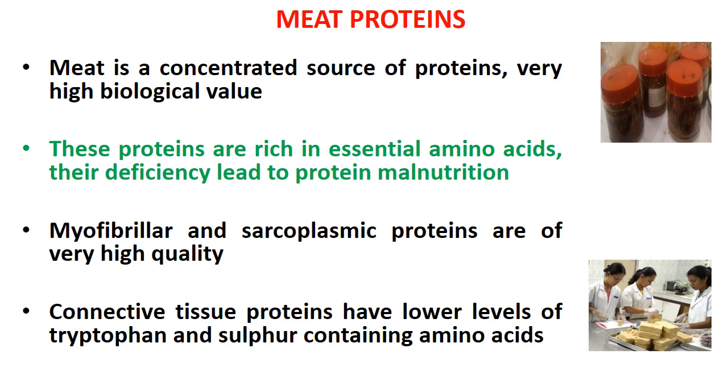High quality means they have a better distribution of essential amino acids. The third category of protein is the connective tissue protein, which comes from the connective tissue layers I have mentioned earlier. These proteins are of a little lower quality because they are deficient in some of the essential amino acids, like tryptophan and sulfur containing amino acids.